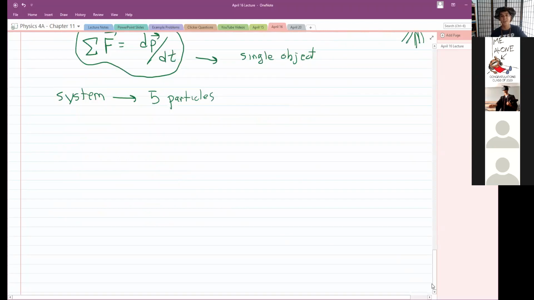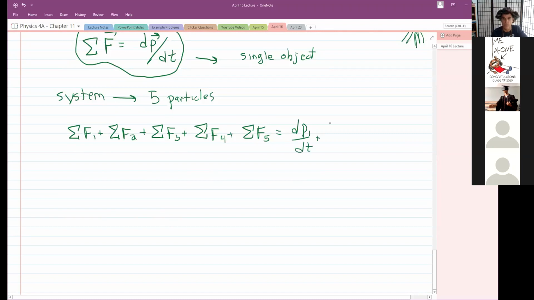Well, I can apply Newton's second law to every single particle and basically say the sum of the forces on particle 1 plus the sum of the forces on particle 2 plus the sum of the forces on particle 3 plus the sum of the forces on particle 4 plus the sum of the forces on particle 5. I probably should have just used 2 objects. Equals the change in momentum of object 1 plus the change in momentum of object 2 plus the change in momentum of object 3 plus the change in momentum of object 4 plus the change in momentum of object 5. And these should all have little vector signs on them.